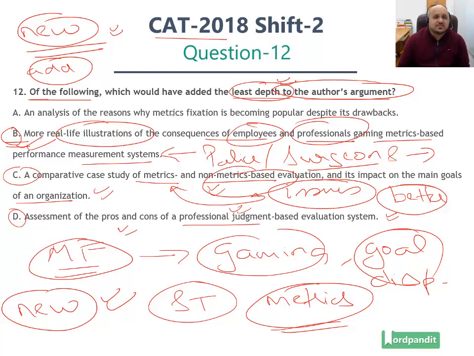Option A, an analysis of the reasons why metrics fixation is becoming popular despite its drawbacks. This is again something new. Remember, the author in the argument discusses metrics fixation and mentions 3 problems with metrics fixation. Now you're telling us in option number A why it is becoming popular. So this would again be something new, a new perspective added, and new weight added to the author's argument. Hence options A, C and D all contribute positively to the author's argument. Option number B just provides more of the same information which is already there. Hence option number B is the correct answer. It adds least depth to the author's argument.